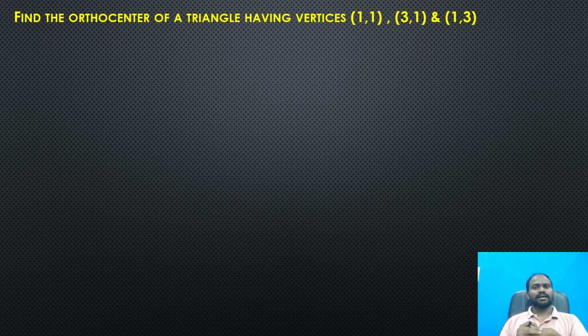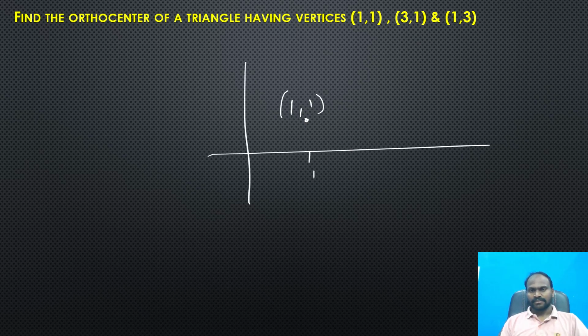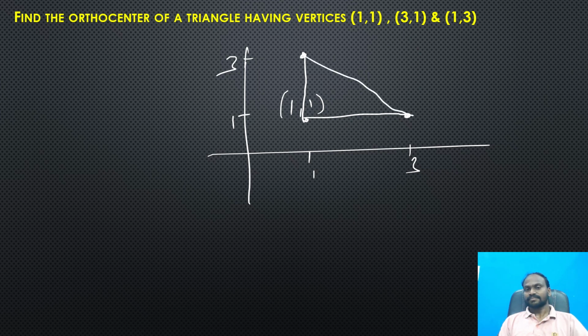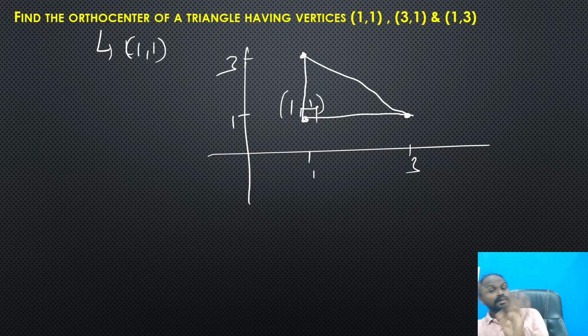The orthocenter of the triangle having vertices at 1, 1, 3, 1 and 1, 3. Let us draw the triangle. You can see 1, 1 here, next 3, 1 will be here, and 1, 3 will be here. If you join them, you will get a right angle triangle. Just now we discussed that the orthocenter position in a right angle triangle is at the vertex of the right angle, which is 1, 1. Sometimes simply by drawing the figure you will get it, and since it's a simple thing, directly by looking at this you can understand.